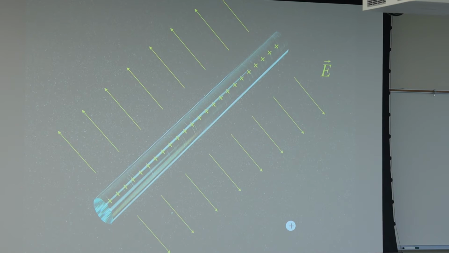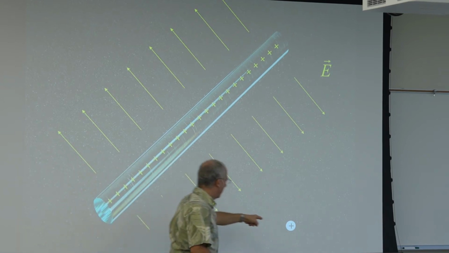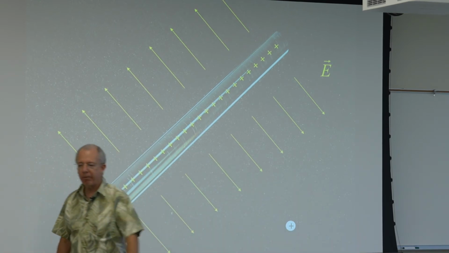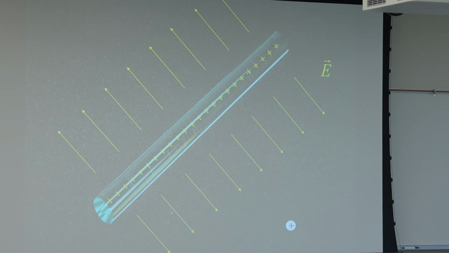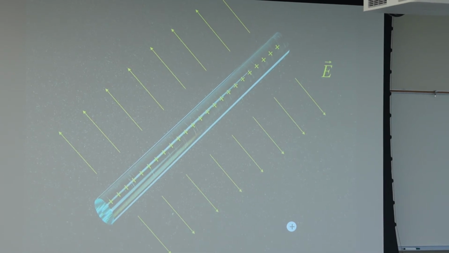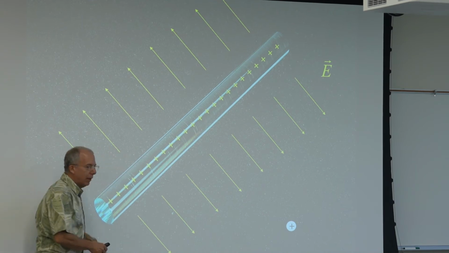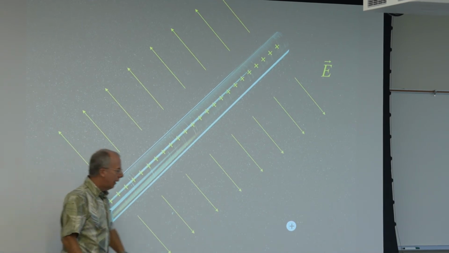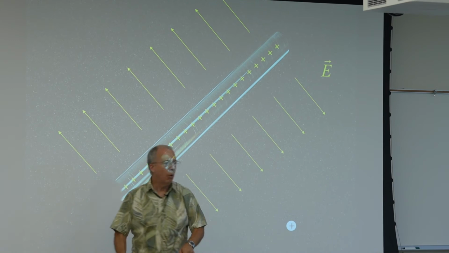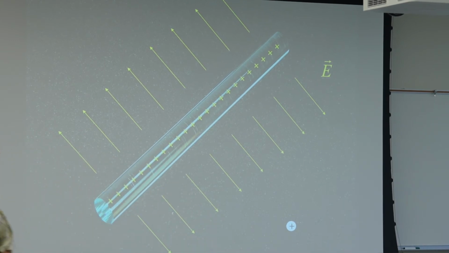All right, now here's the question. When will this particle feel the force? In other words, I'm going to rub this glass with my silk. There's going to be an E field created, and then I'm going to stick this here. When is it going to feel the force? Instantaneously, or is it going to be a little bit of a time delay?